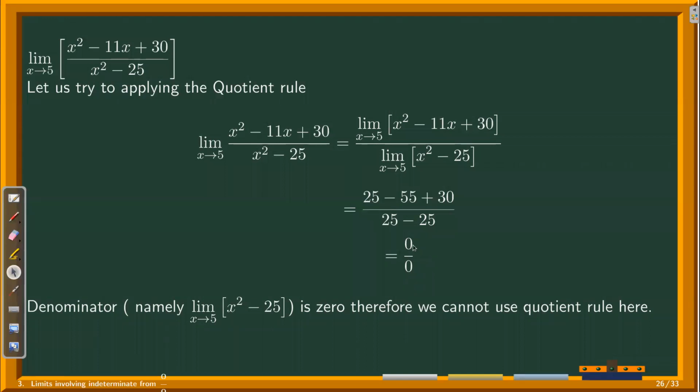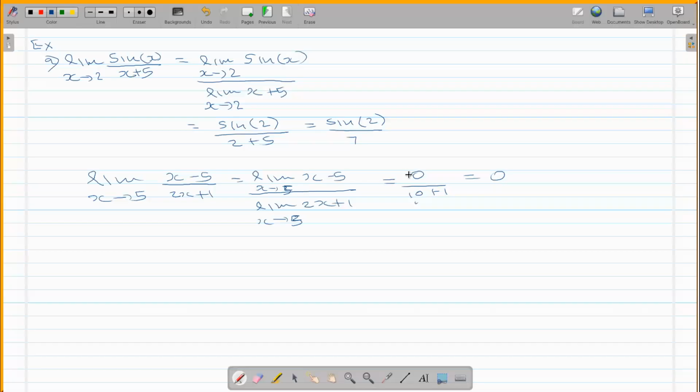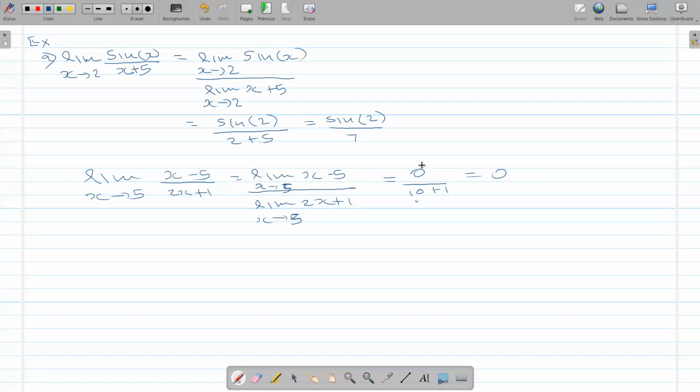So when we try to find the limit, if it goes to 0 over 0 form, this denominator 0 is the problem, not the numerator 0. Like you see in this example, if only the numerator is 0, I can handle it using this technique. You can divide 0 by any number except a 0, you get a 0.